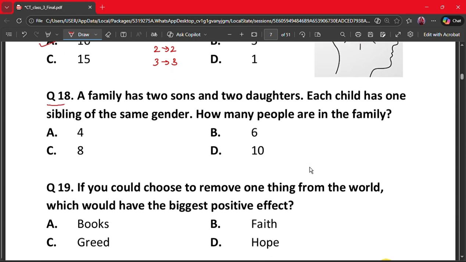The next question, question number 18. A family has 2 sons and 2 daughters. Each child has one sibling of the same gender. How many people are in the family? A. 4, B. 6, C. 8 and D. 10. The correct answer is option B. 6. 2 parents plus 4 children, which equals 6.